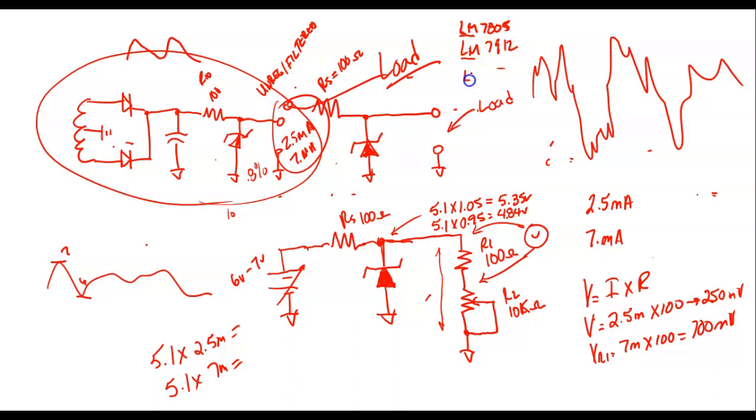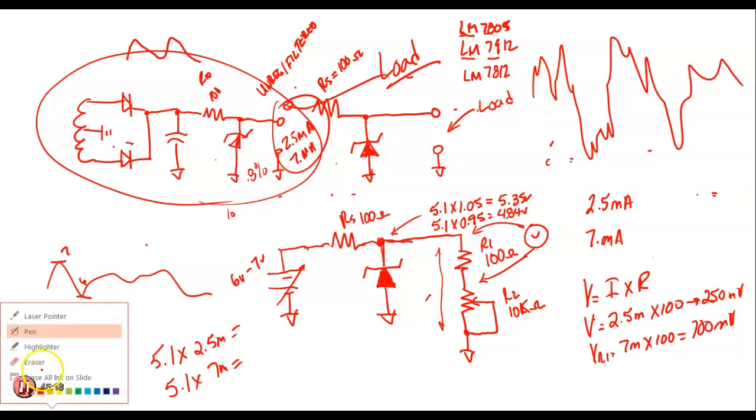And then we got a 7912. We have an LM7908. Oh, I'm sorry, 78. We have an LM78, 7812. So the 78s, these are positive regulators. The 79s, these are negative regulators.